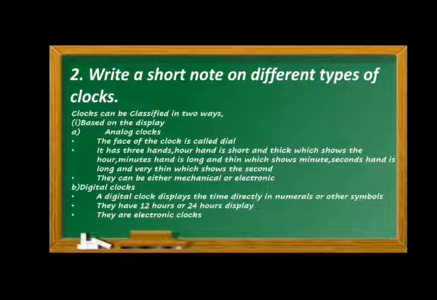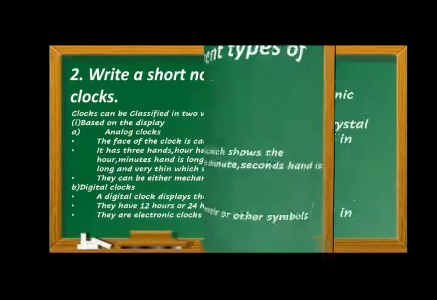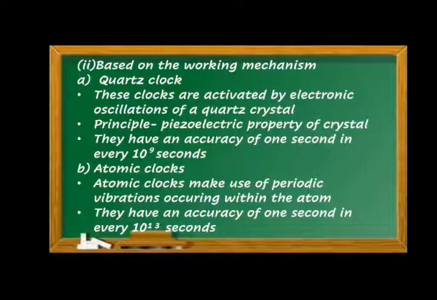In an analog clock, there is a face of the clock which is called a dial. It has 3 hands. The hour hand is short and thick, which shows the hour. The minute hand is long and thin, which shows the minute. The second hand is long and very thin, which shows the second. They can be either mechanical or electronic. Digital clocks display the time directly in numerals or other symbols. They have a 12 hour or 24 hour display. They are electronic clocks.